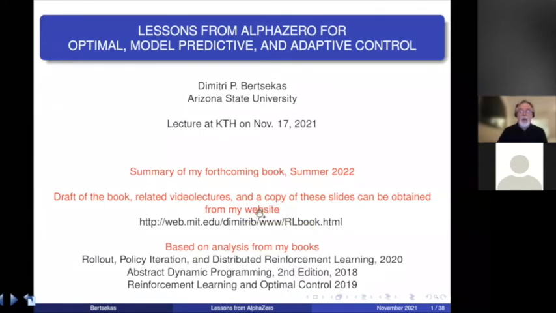The purpose of the book is to provide a new conceptual framework for reinforcement learning and its connections with the traditional control methodologies of model predictive control and adaptive control. The book is based on visualization and geometric interpretations for the most part. On the other hand, there is quite a bit of mathematical analysis that is given in my earlier books that supports the visualization.